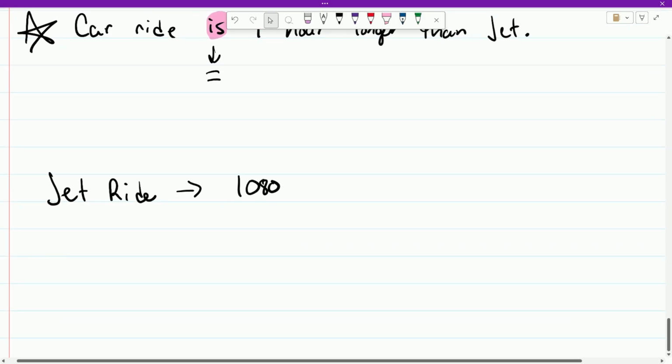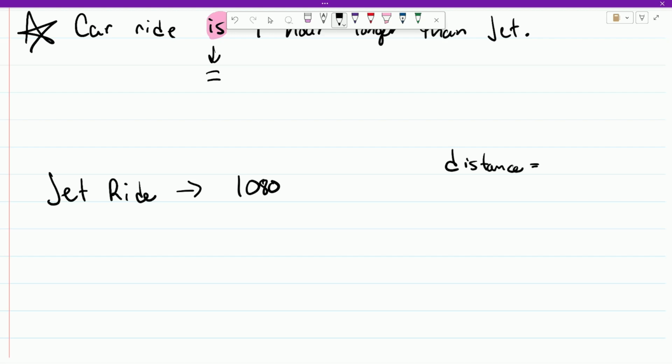If we remember, distance equals rate multiplied by time. Then we know time is going to equal d over r again. So we have 1080 over r plus 300, because if we know the rate of the car, we know that the jet goes 300 miles per hour faster than that. So here's our jet ride.